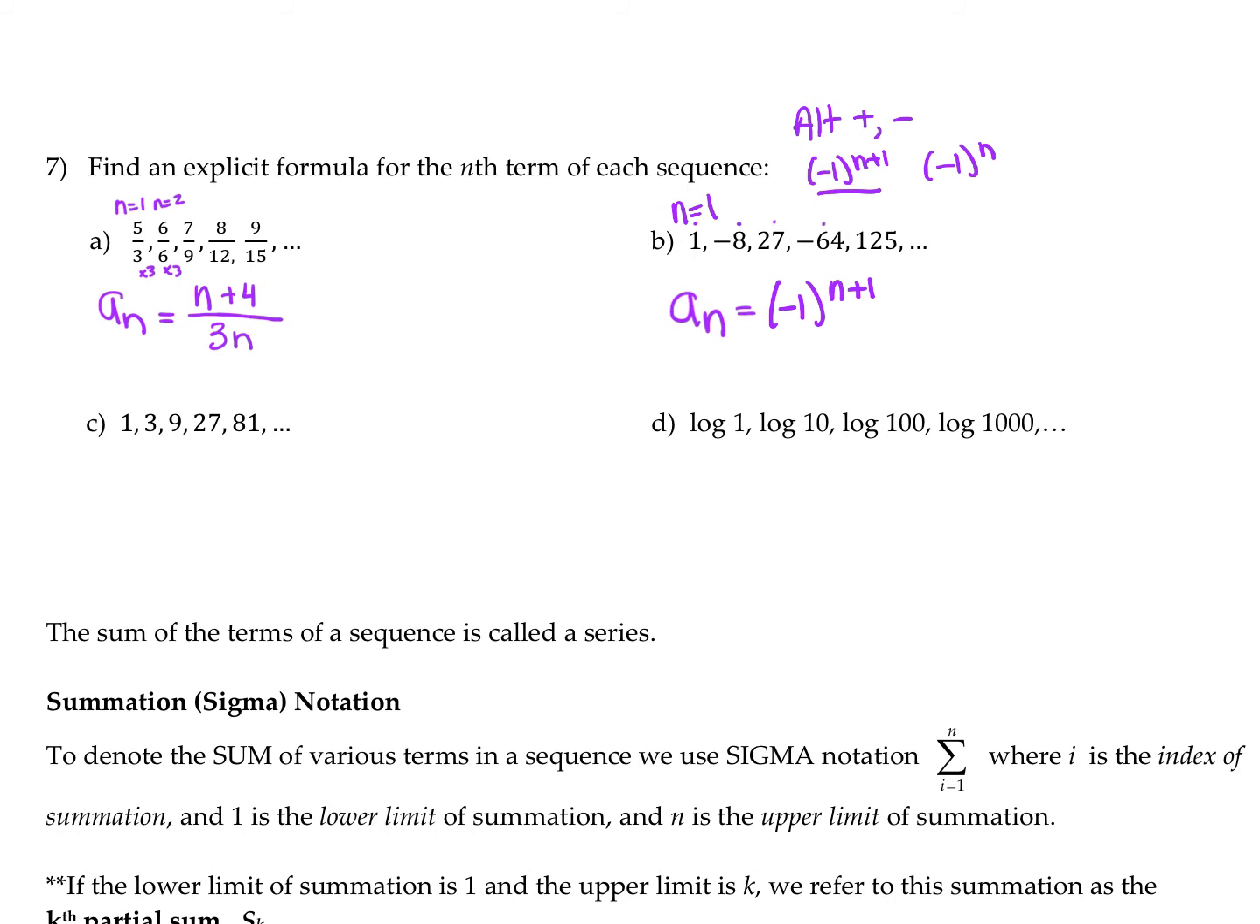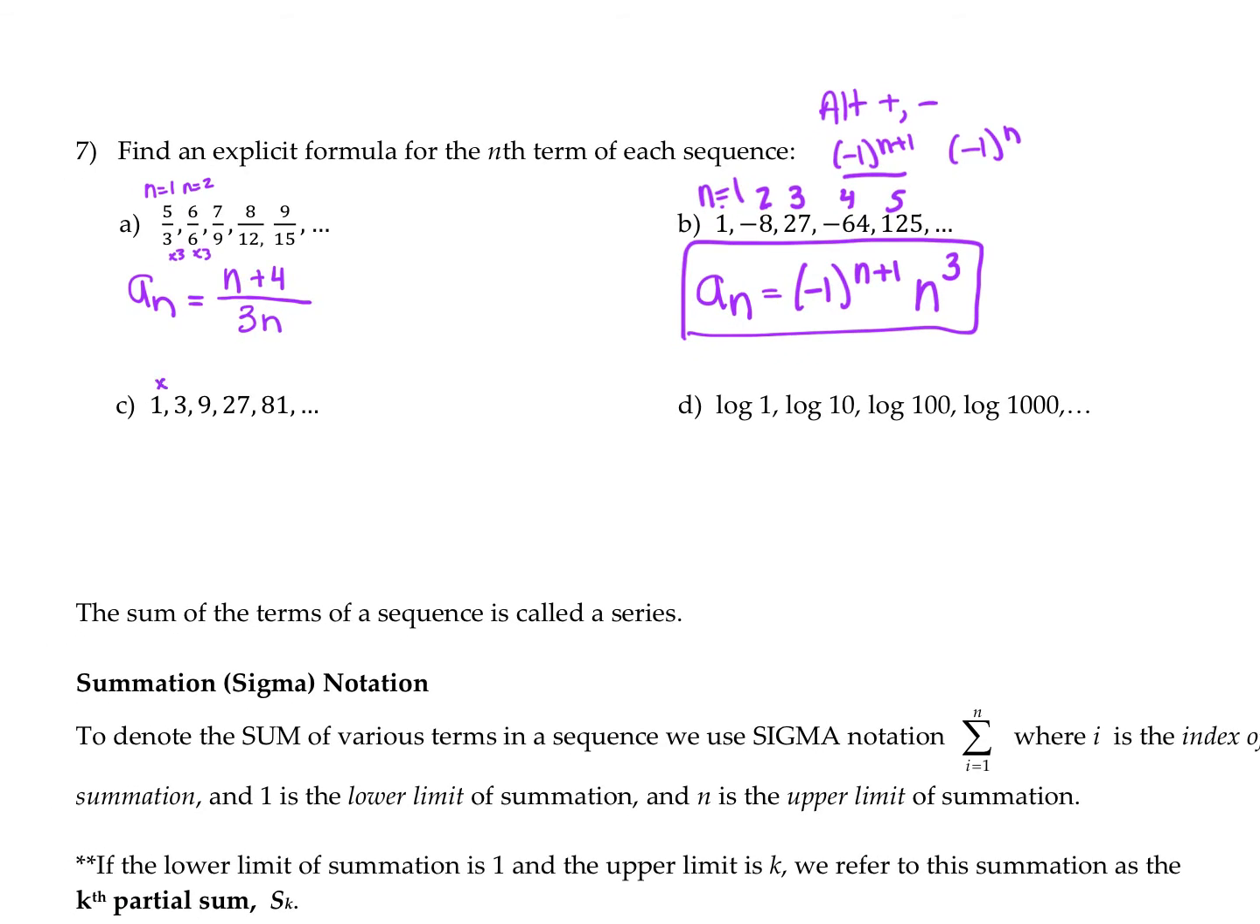Now if I look at 1, 8, 27, 64, 125, and I know this is my first term, second term, third term, fourth term, fifth term. Well, if I think about it, 2 cubed is 8, 3 cubed is 27, 4 cubed is 64. So it's going to be n cubed, because that would give me 1, 8, 27, 64, 125. And then the negative 1 to the n plus 1 is going to make it alternate positive or negative.